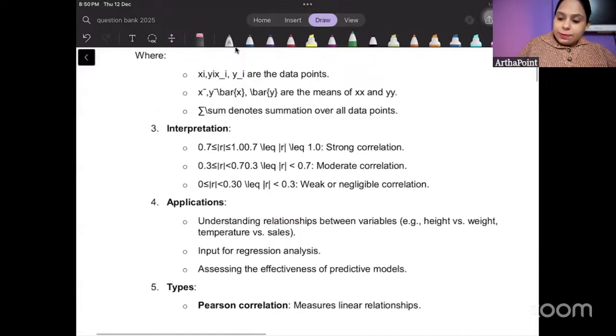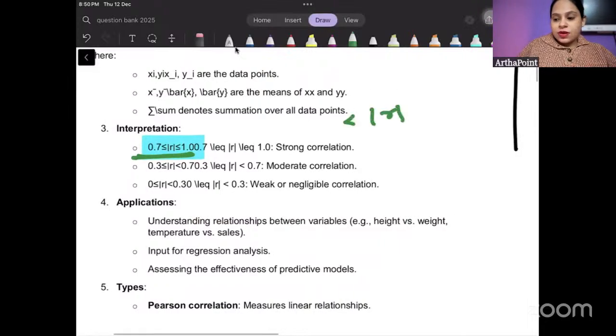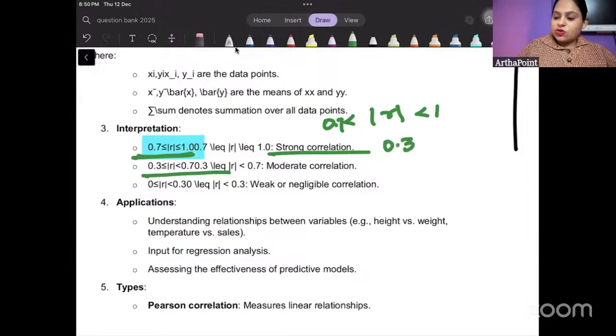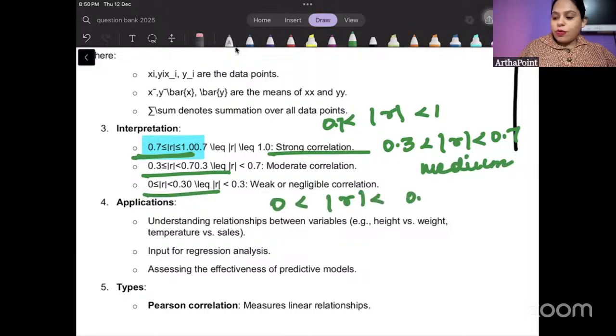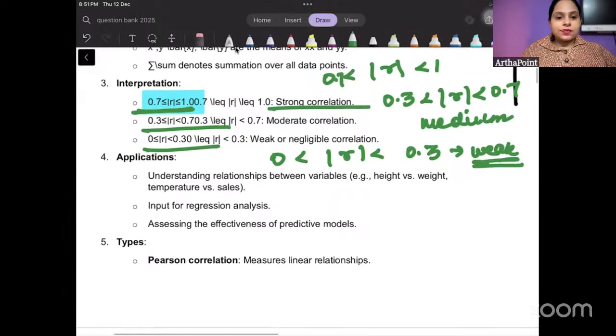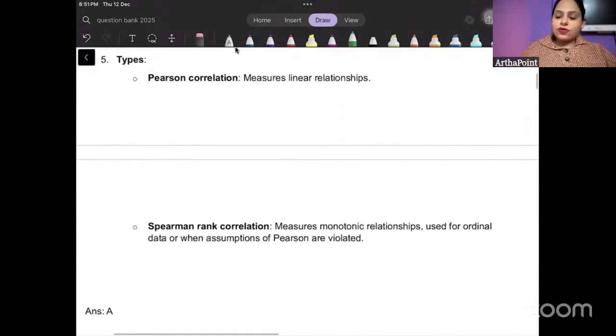Now, interpretation, very important. If your correlation coefficient is between 0.7 to 1 in absolute terms, then it is a strong correlation. If it is between 0.3 to 0.7, then it is medium or moderate correlation. And if it is between 0 to 0.3, then it is weak or negligible correlation.